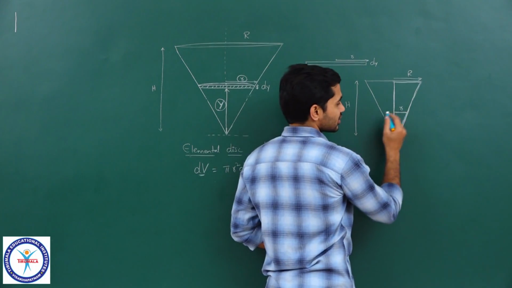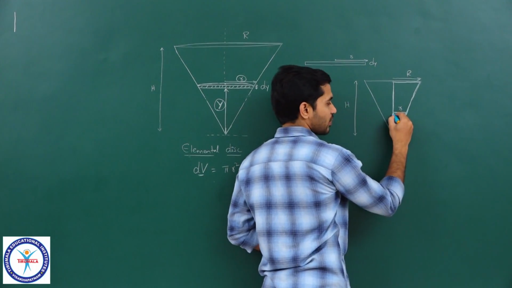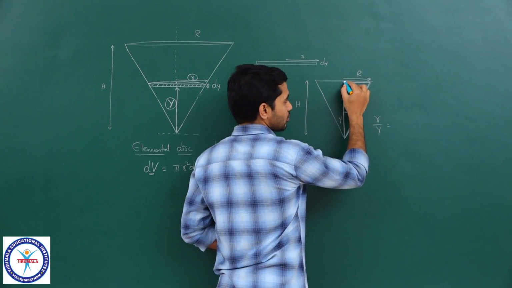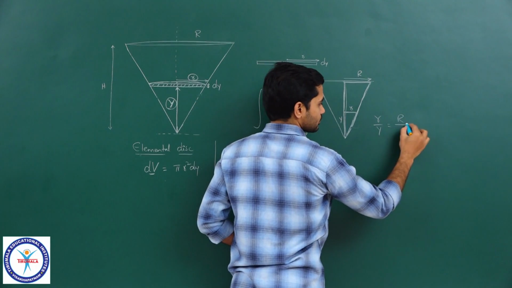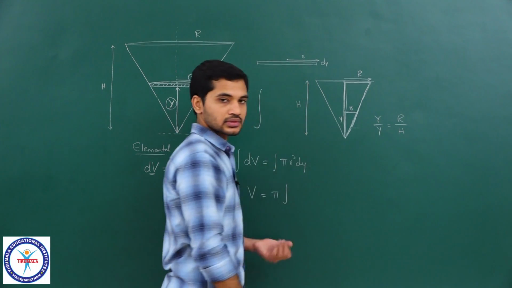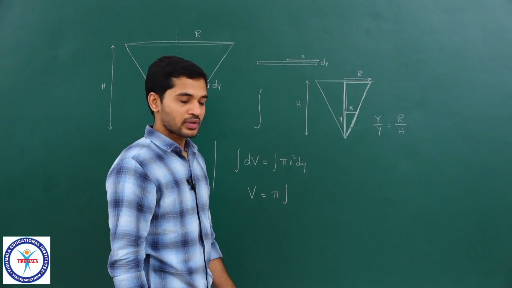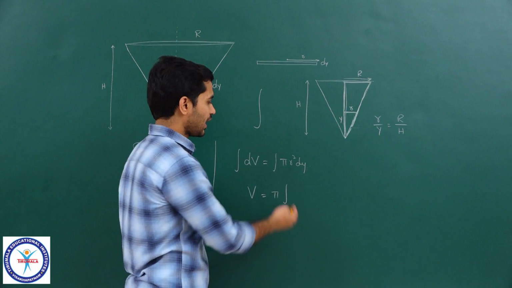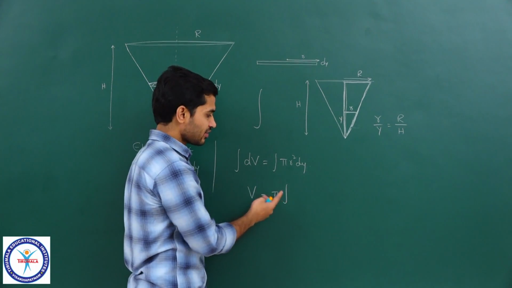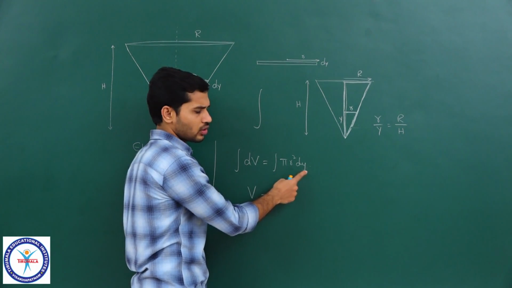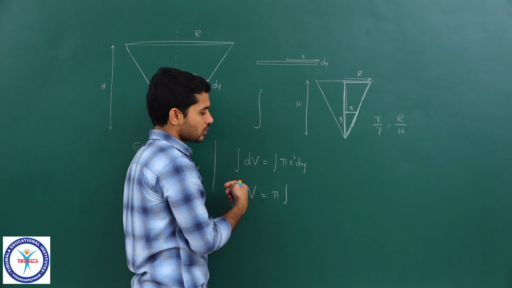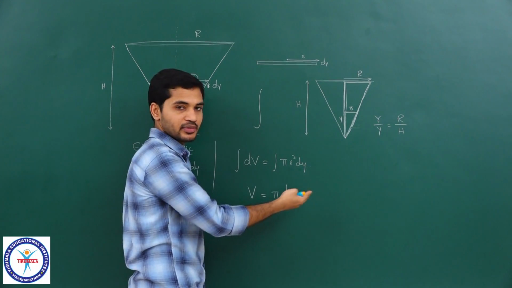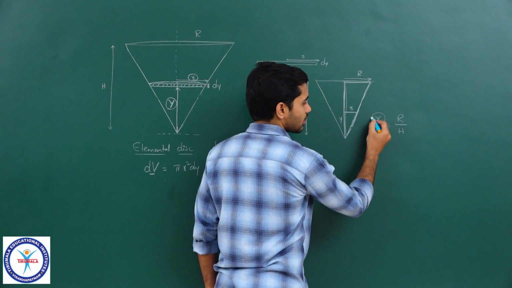If I apply that concept, I can say r by y is equal to capital R by capital H. Rearranging that will give me the relation of r in terms of y, and I can eliminate one variable from here. Shall we eliminate r or shall we eliminate y? Because anyways we have dy, let me write r in terms of y, then it will be simple.